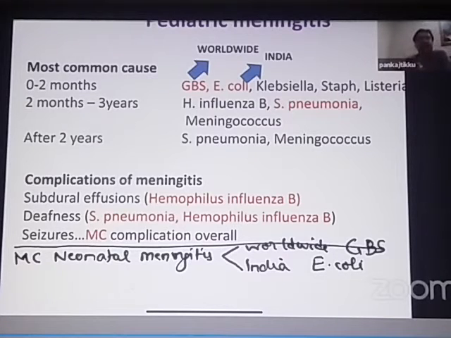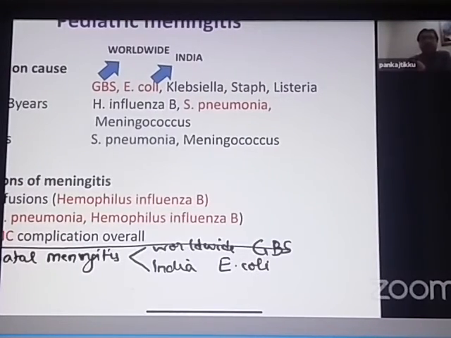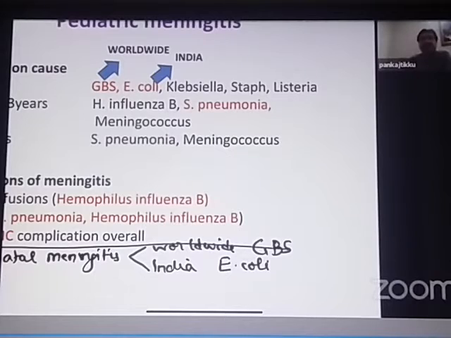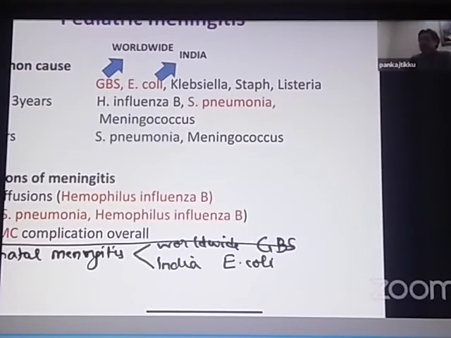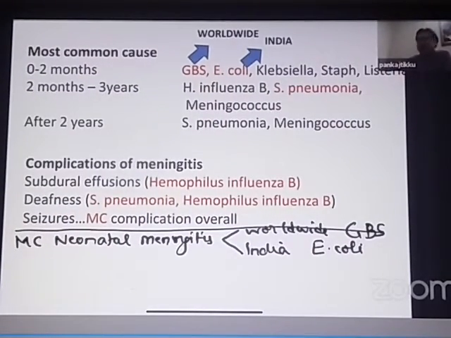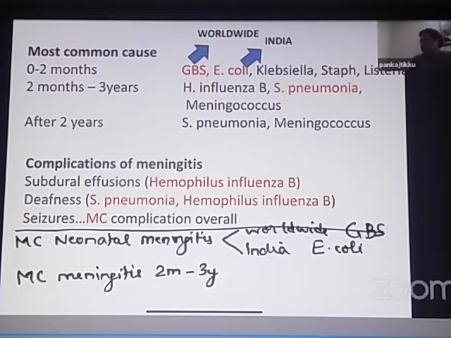As you can see, in the first 2 months, apart from group B streptococcus and E. coli, other important causes are Klebsiella, Staphylococcus, and Listeria. Staphylococcus in particular is a cause of very severe meningitis in children. Between 2 months and 3 years of age, Haemophilus influenzae is probably the most common cause. So if you are asked which is the most common cause of meningitis in children between 2 months and 3 years of age, your answer will be Haemophilus influenzae type B.